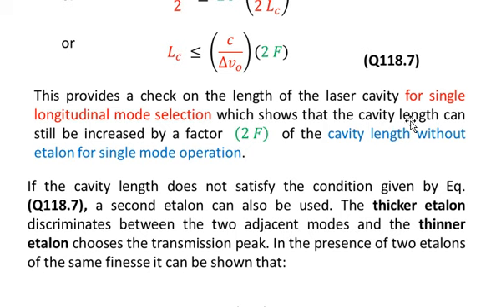Which shows that the cavity length can still be increased by a factor of 2f of the cavity length without Etalon for single mode operation. So without using an Etalon, the constraint on the length of the laser cavity will be less than or equal to C over delta nu naught only. But if you are using an Etalon, it will be C over delta nu naught multiplied by 2f.